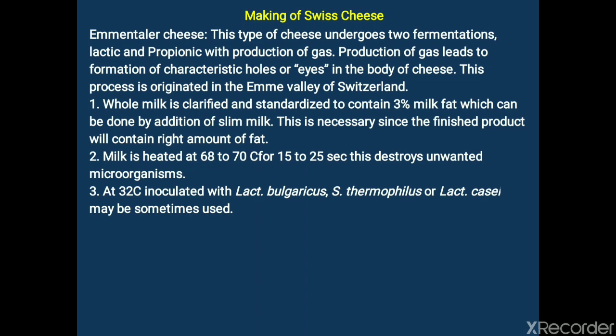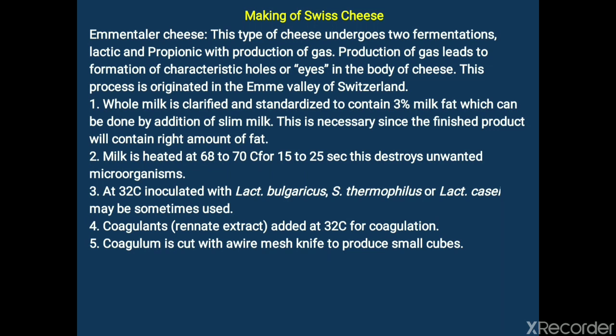In the next step, the milk is cooled to 32 degrees Celsius and then inoculated with lactic acid bacteria. Here, the lactic acid bacteria are Lactobacillus bulgaricus and Streptococcus thermophilus, or Lactobacillus casei. These are thermophilic bacteria, which require a little higher temperature for growth and bacterial activity. Coagulant, that is rennet extract or rennin, is added at 32 degrees Celsius for coagulation. Before that, half an hour is allowed for the bacterial activity, and then the rennin is added.